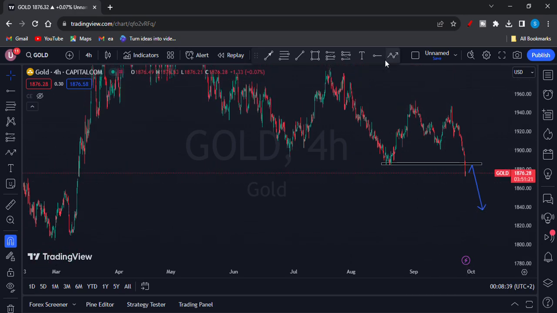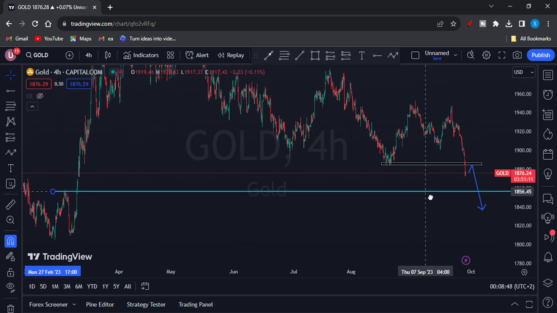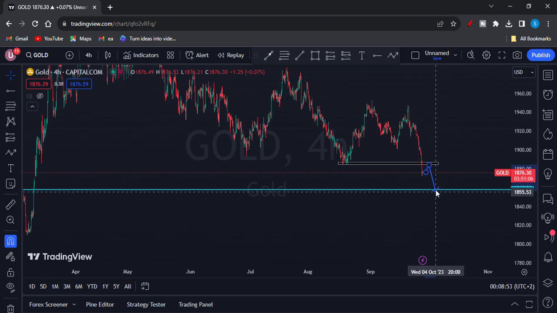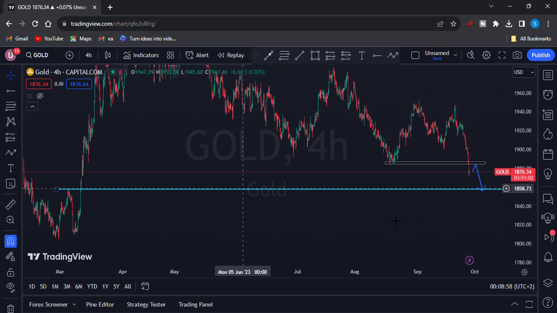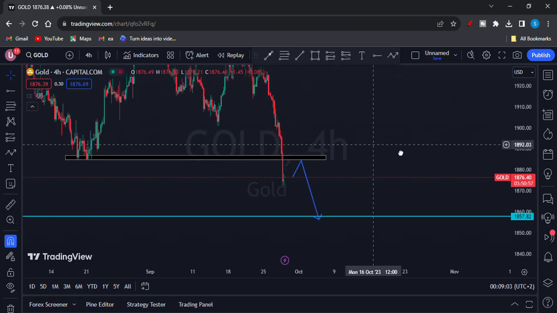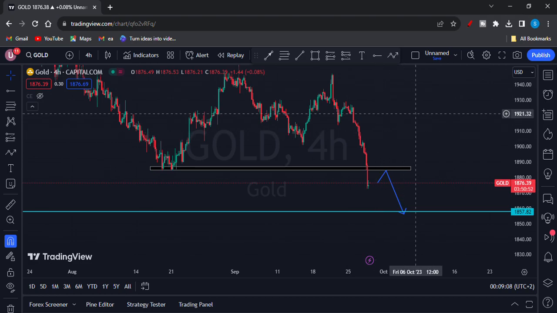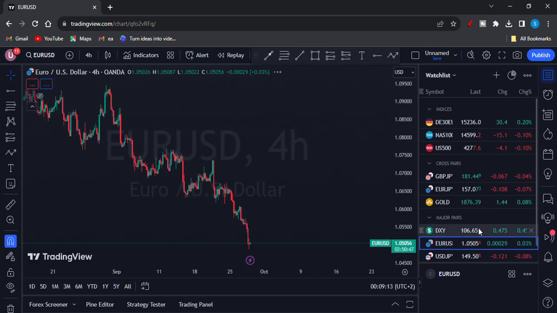And then potentially up to somewhere there. That's too far here. Right there, it makes a lot of sense. Up to there. So that's my analysis for gold at the moment. And then let's go to EURUSD.